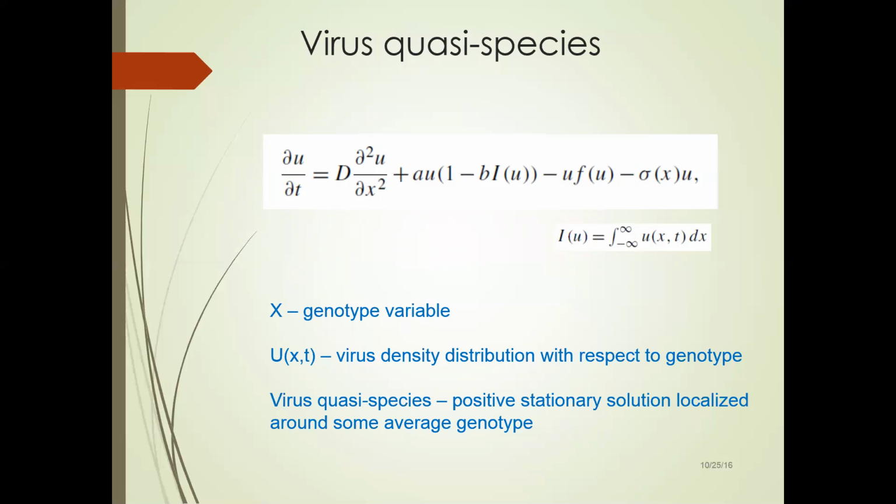Thus, we consider this non-local reaction-diffusion equation for the virus density distribution u(x,t) with respect to its genotype x. First of all, we are interested in positive stationary solutions of this equation localized around some average genotype and decaying as the distance from this genotype increases. From the biological point of view, such solutions correspond to virus quasi-species. They correspond to one virus strain or to an ensemble of virus strains with close genotypes. Instead of biological species in the case of animals, such solutions characterize quasi-species in the case of viruses.